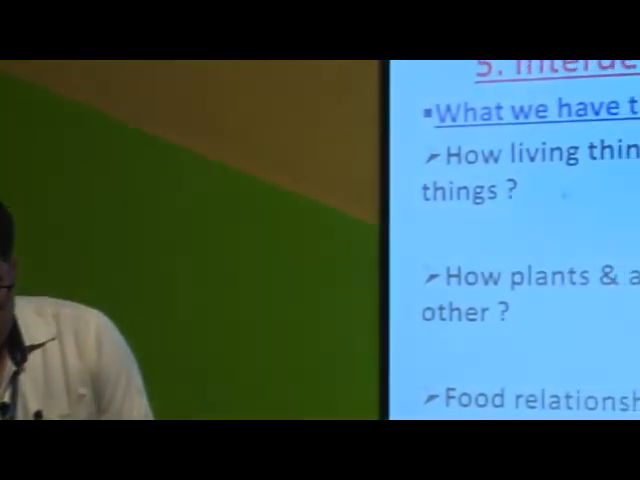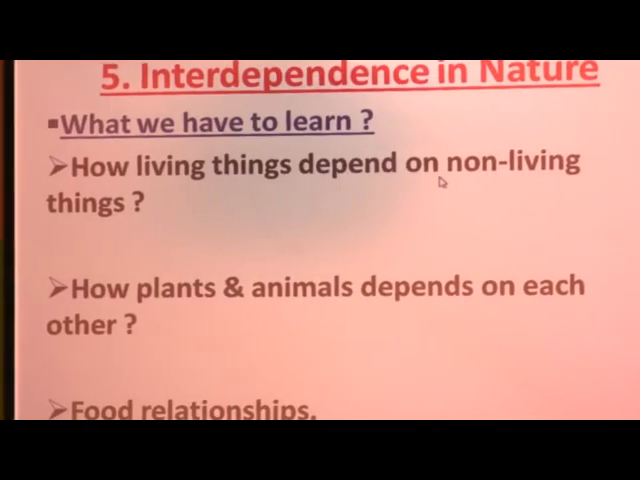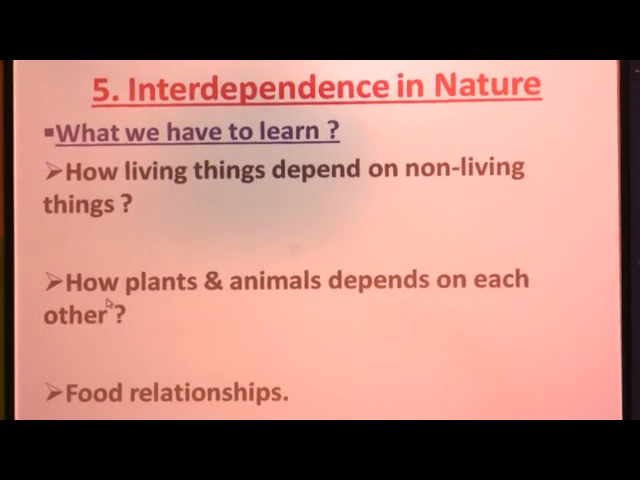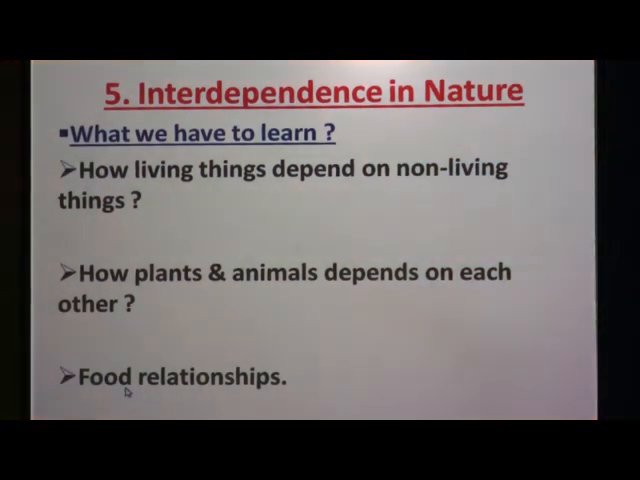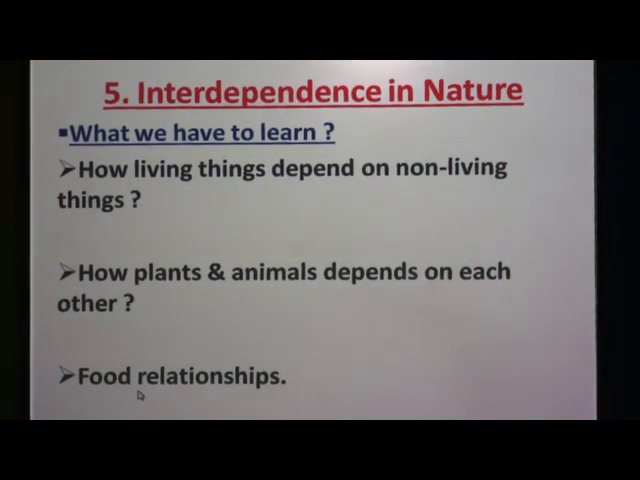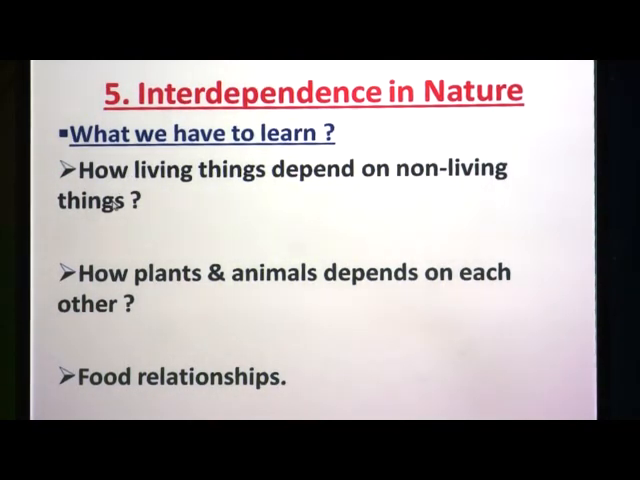But all these living things and non-living things are interdependent on each other. So in this topic we are going to study the interdependence between living things and non-living things, and also between living things themselves. That means between human beings and plants, between non-living things and plants and animals, etc. We have to learn how living things depend on non-living things, how plants and animals depend on each other, and then food relationships. These three topics we have to discuss.